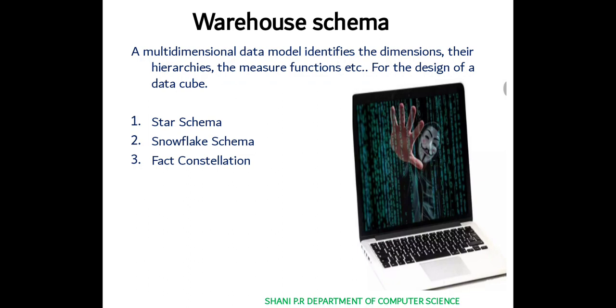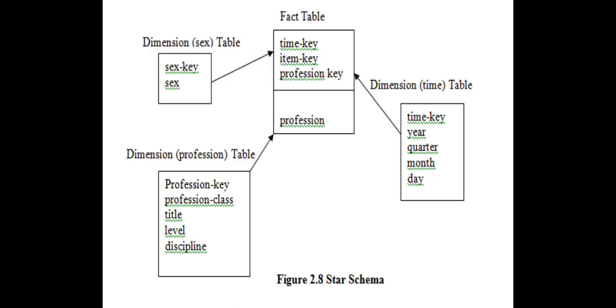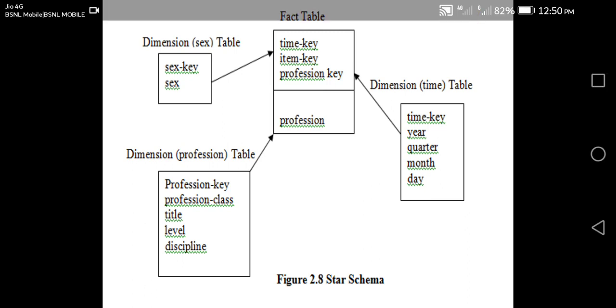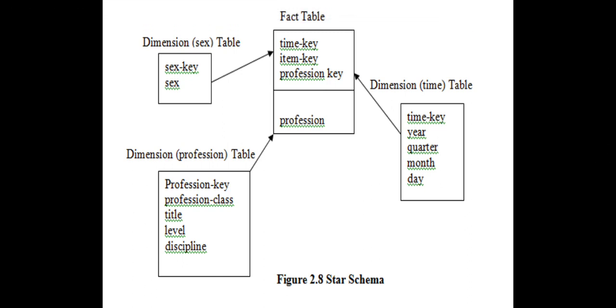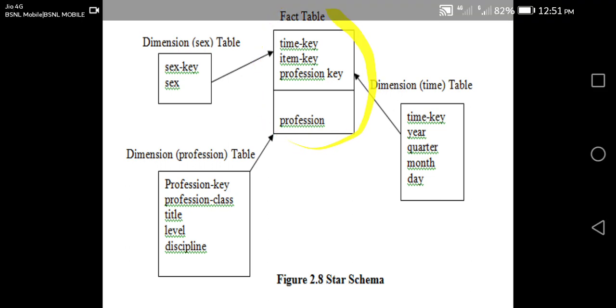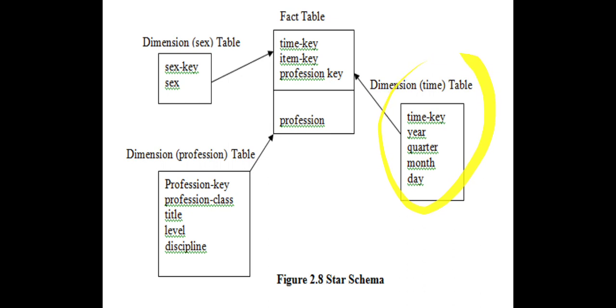So actually, what does schema mean? It is a pictorial representation of data, a graphical representation. Here we have three types: star schema, snowflake schema, and fact constellation. Here you can see the diagram of the star schema. You have one fact table, and you have three dimension tables which store some data.